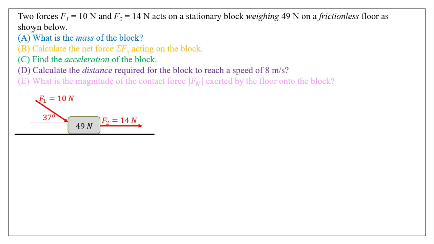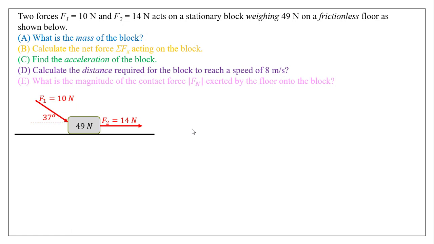Alright, so in this particular video, we have a block that has a weight of 49 newtons resting on a frictionless surface, and it has two forces acting on it. Here's F1, which is 10 newtons, directed 37 degrees above the horizontal. And here's F2, which is 14 newtons directed to the right. Parts A, B, C, D, E, let's knock it out all on the same slide.